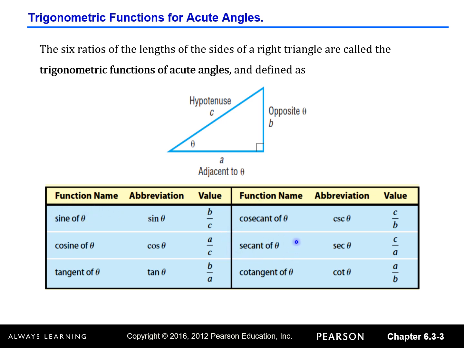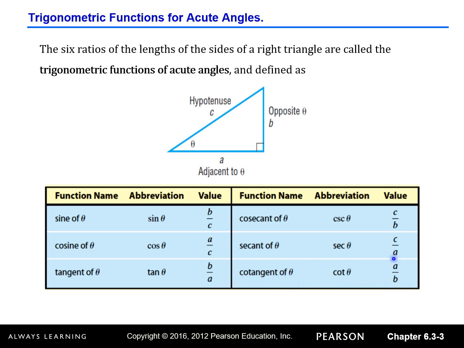Then secant theta is defined as hypotenuse over adjacent, which is C over A. The abbreviation of secant theta is sec theta. You can notice that this C over A is the reciprocal of A over C. So we can say that secant theta is the reciprocal function of cosine theta. And lastly, cotangent theta is defined as adjacent over opposite, or A over B, and it is written as cot theta.